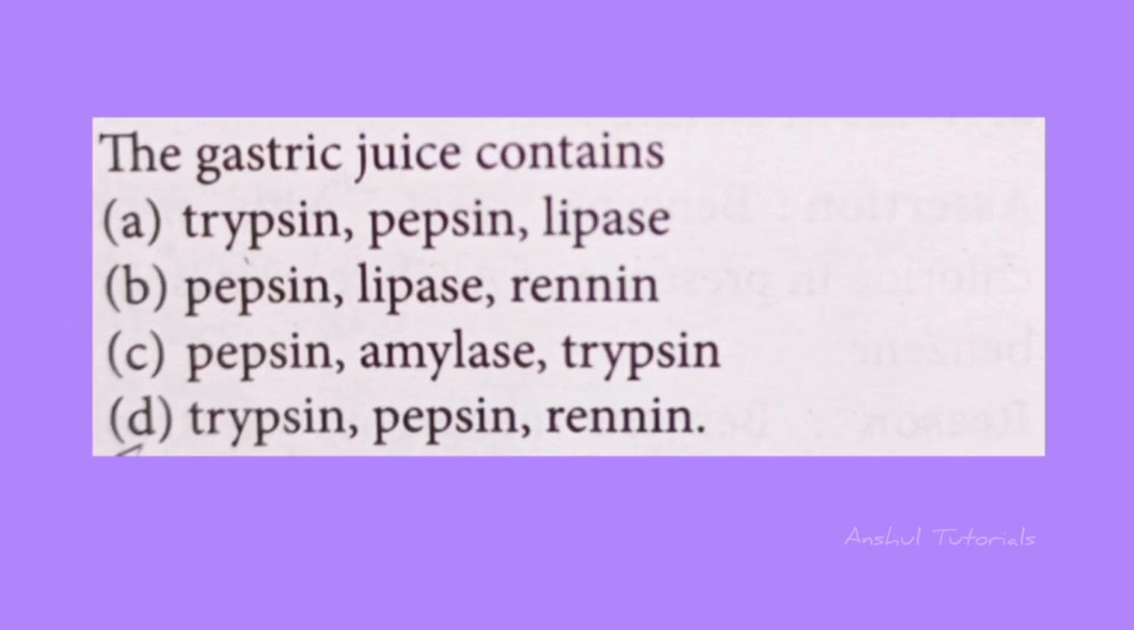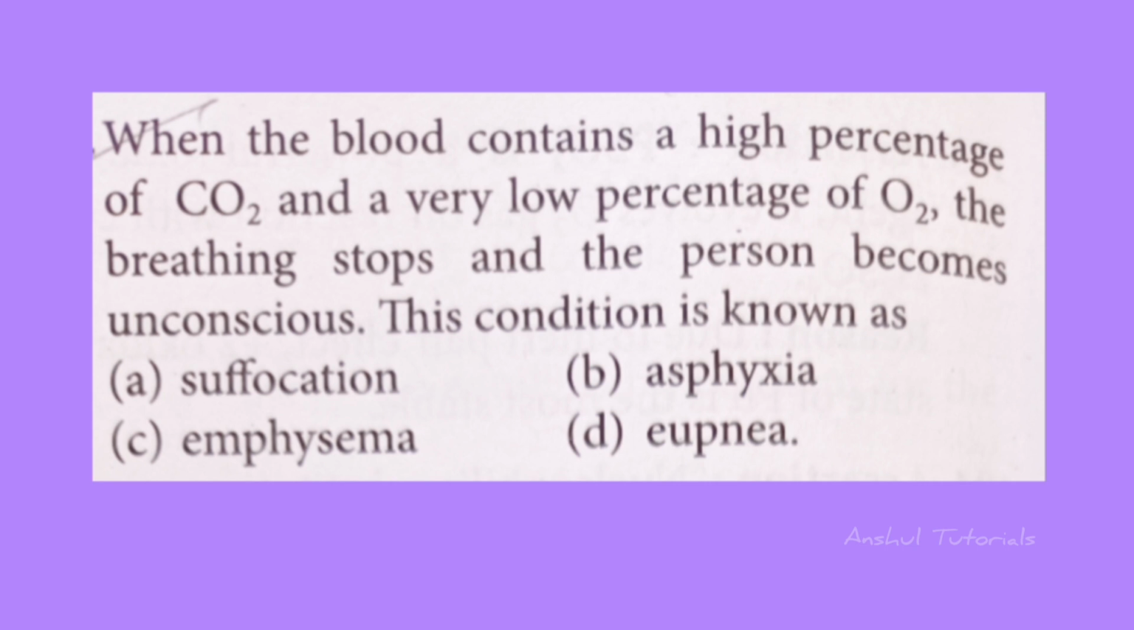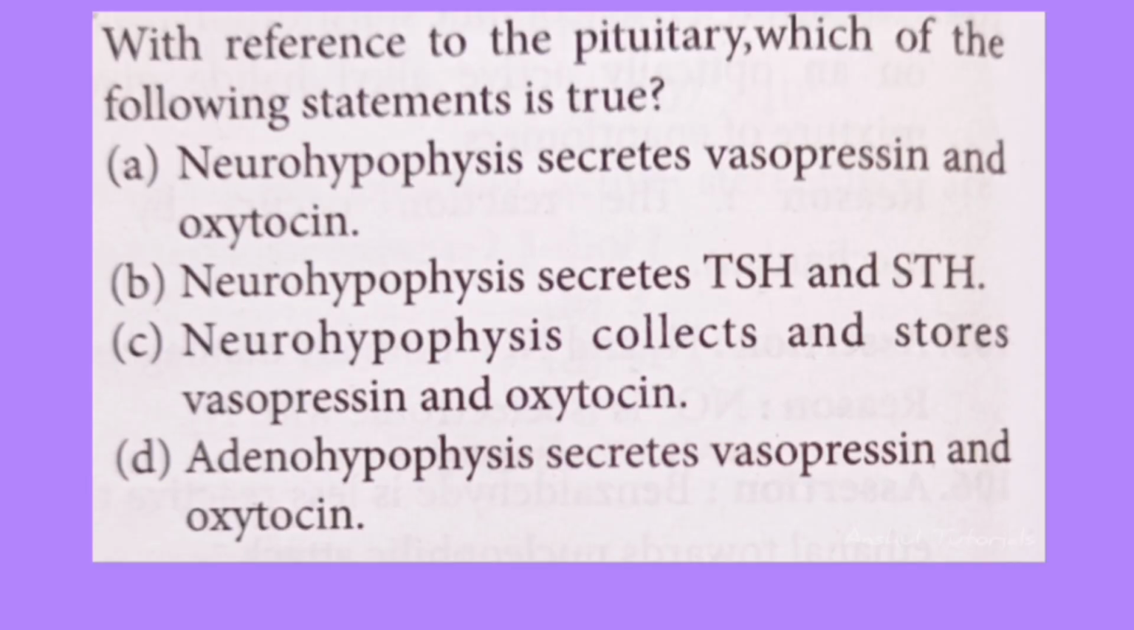The gastric juice contains, so the correct answer is option B, that is pepsin, lipase and renin. And the next question is, when blood contains a high percent of carbon dioxide and a very low percent of oxygen, the breathing stops and the person becomes unconscious. This condition is known as, so the correct answer is option B, that is asphyxia. And the next question is, with reference to the pituitary, which of the following statements is true? So the correct answer is option C, that is neurohypophysis collects and stores vasopressin and oxytocin.